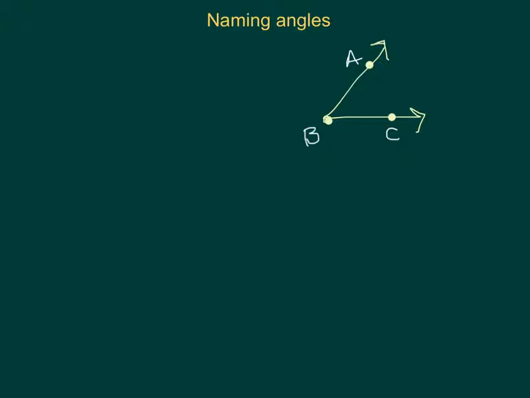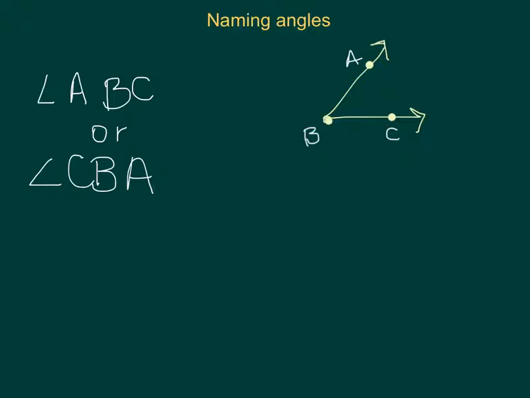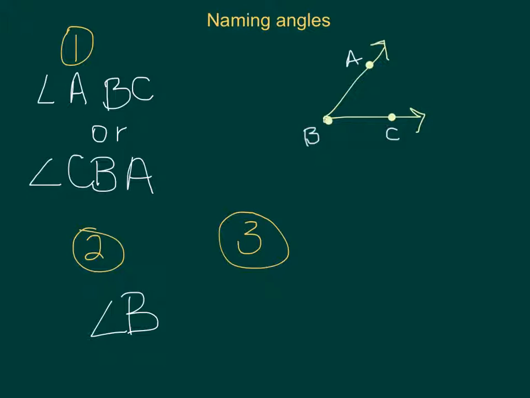When we are trying to name an angle, there's actually 4 ways that we can do it. The first way is to use the vertex as our middle letter, and then use the other 2 points on either side. So we could say angle ABC or angle CBA. So that's the first way. The second way to do it is to only label the vertex. So angle B.